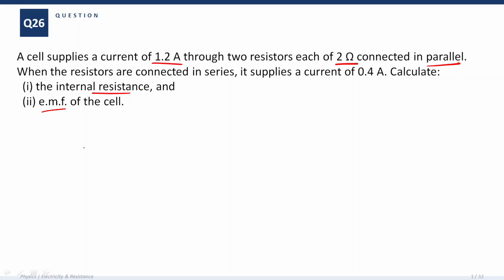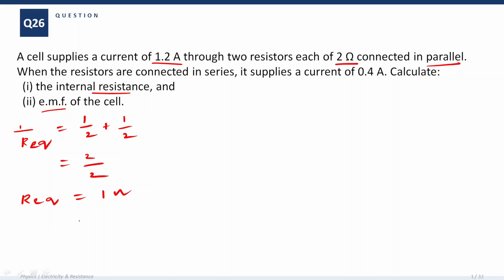When the two resistors are equal, I will find the equivalent resistance when connected in parallel. So this is the first. Then 1 by R equivalent equals 1 by 2 plus 1 by 2, we will get 2 by 2. So the 2s get cancelled. R equivalent equals 1 ohm.